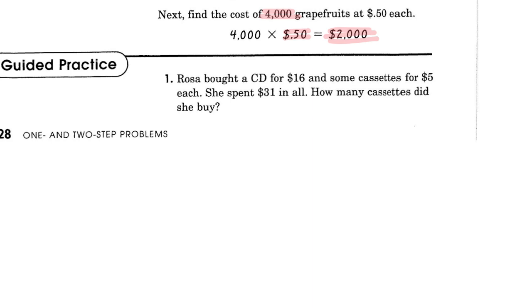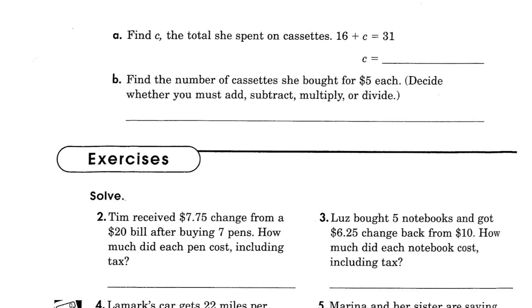So it says find C, the total she spent on the cassettes. So it's 16 plus C equals 31. So we have to solve for C. Well, if I box in my C, I know that I need to subtract 16 from both sides. And when I do that, I get C equals 15. So I know I spent $15 on cassettes, but each cassette costs $5. So I'm going to take 15 divided by 5, and I get 3, and then I'm going to label it as cassettes.